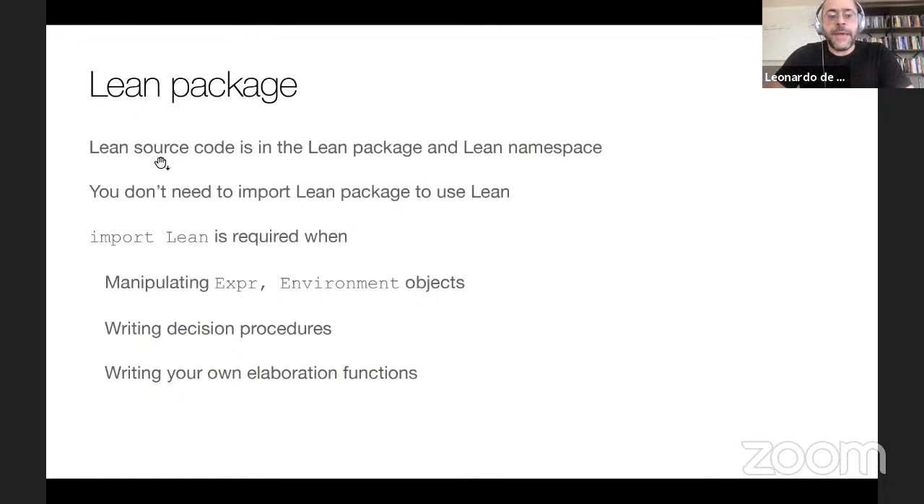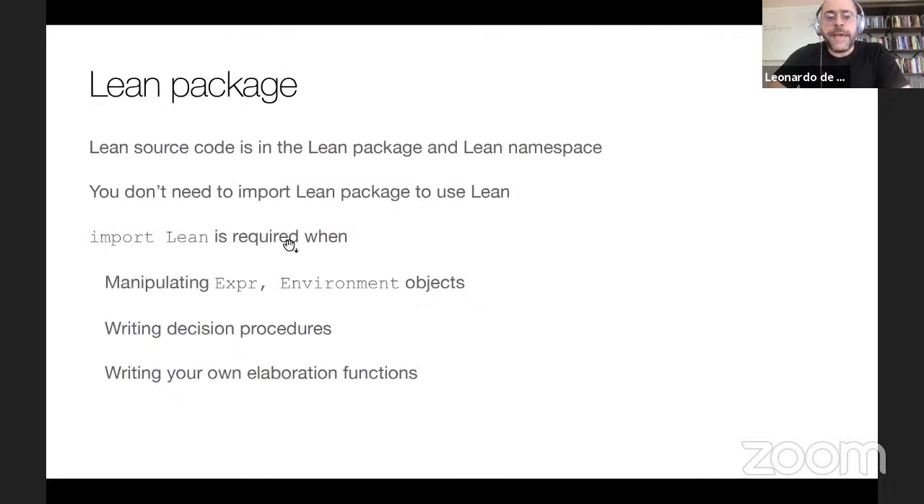Okay, the Lean package. The Lean source code is in the Lean package, and in the Lean namespace. You don't need to import the Lean package to use Lean. All the extensions that Sebastian described, the macros, all this stuff can be done without importing the Lean package. So you don't need a dependency on the Lean package to create this kind of extension.